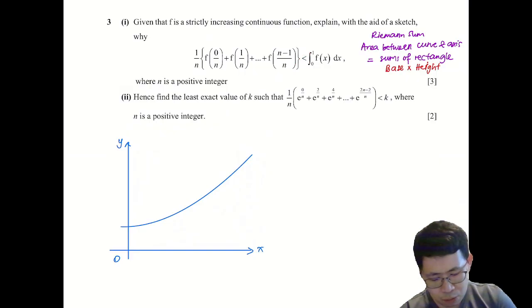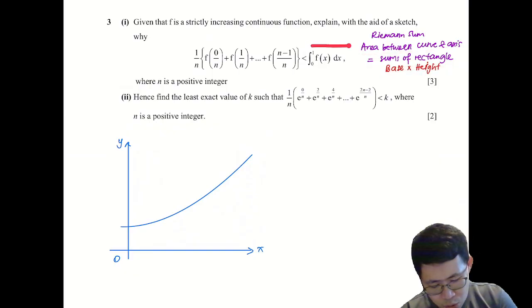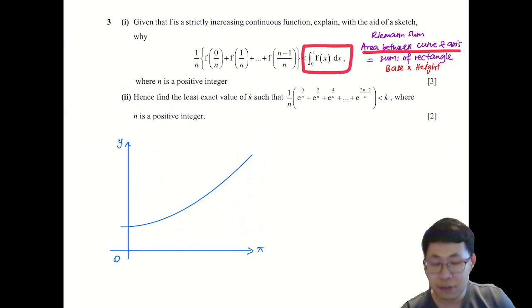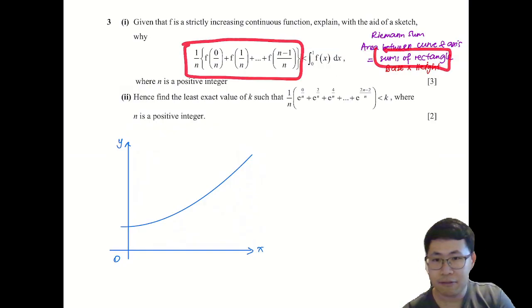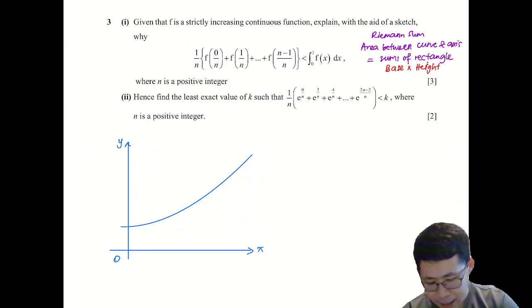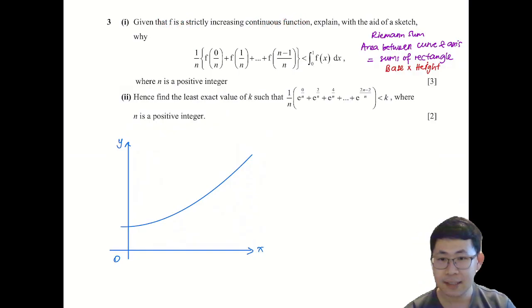What we want to do is try to equate the sum of the areas of rectangles to the area between the curve and the axis. So this over here is the area between the curve and the axis. This one over here is the sums of the rectangles. Can you see that this is your base, and all these things over here are your heights? Can you observe this?